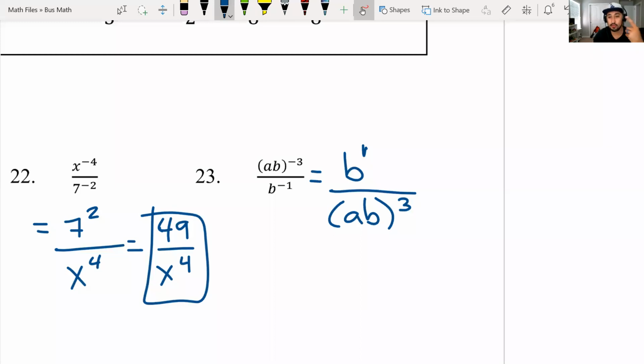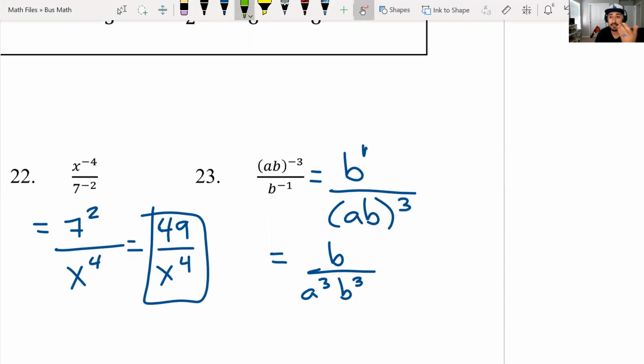Okay, so we flipped them over each other. It becomes b to the positive 1 over 8 times b to the 3. Now we must simplify more because in the denominator, you can raise a to the 3rd and b to the 3rd. So that's where we're going next. b over a cubed, b cubed.